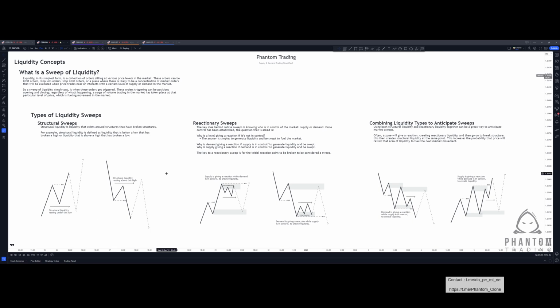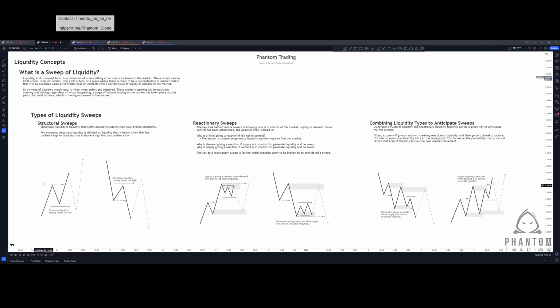There are two types of liquidity sweeps that we should take note of in the market: structural sweeps and reactionary sweeps. Structural liquidity is liquidity that exists around structures that have broken other structures. For example, structural liquidity is defined as liquidity that is below a low that broke a high, or liquidity that is above a high that has broken a low.